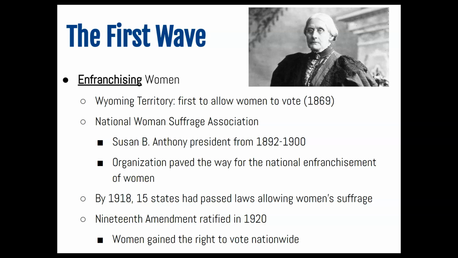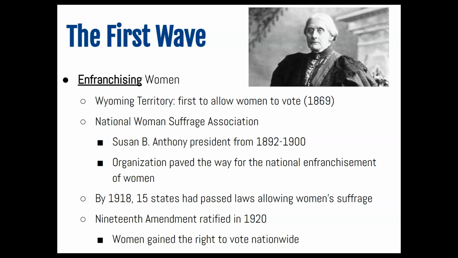And we see throughout the 19th century, there were actually states that started to allow women the right to vote, especially out west, as Western territories became states. Wyoming was the first to allow women the right to vote, in 1869. The National Women's Suffrage Association, which was led by Susan B. Anthony, focused on national enfranchisement and working really on a state-by-state pathway to get women the right to vote. And by 1918, 15 states had passed laws allowing women's suffrage.